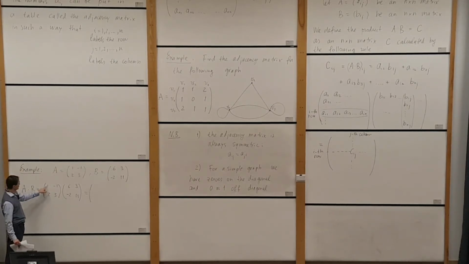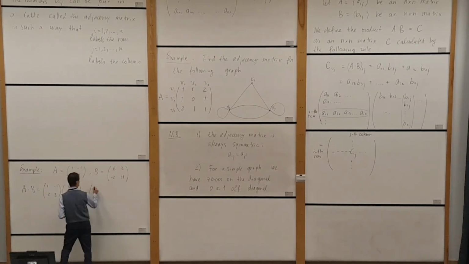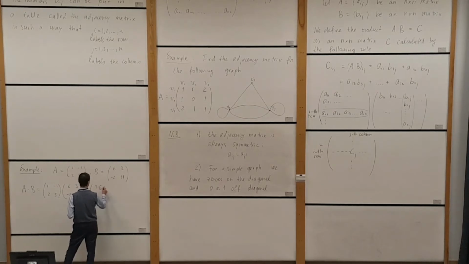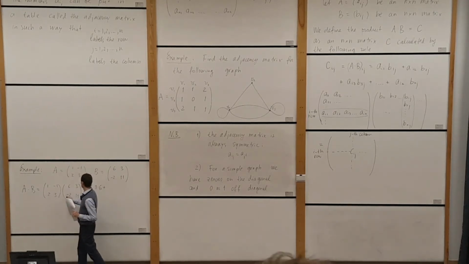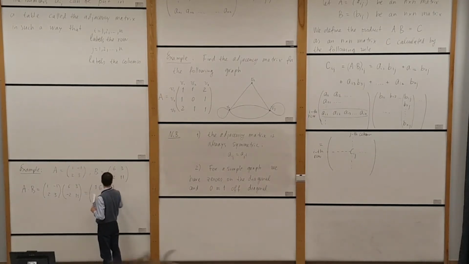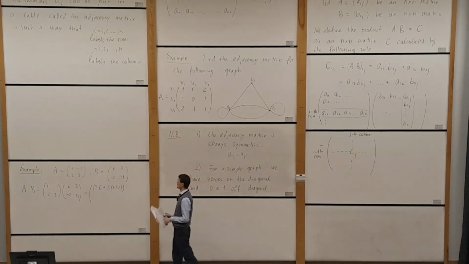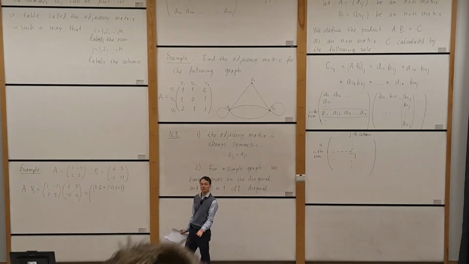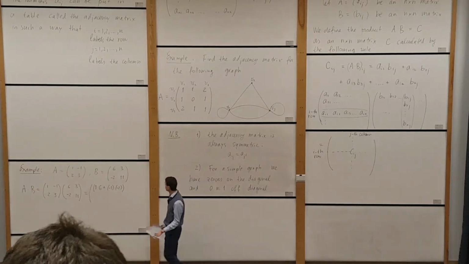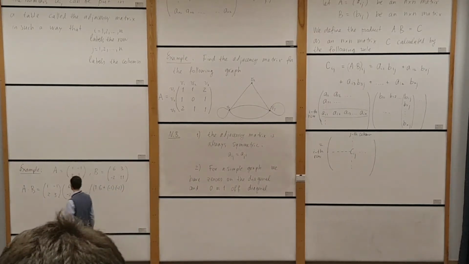And I get 1 times 6 plus minus 1 times minus 2. I'll leave the arithmetics for later. I'll put the whole thing in the brackets. And this is the answer for the first entry in the first row of the product matrix.